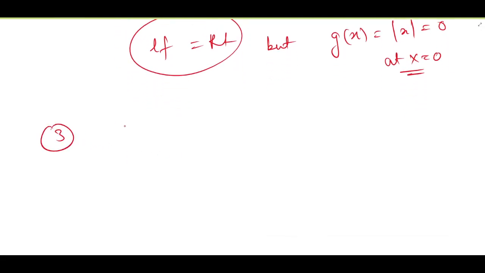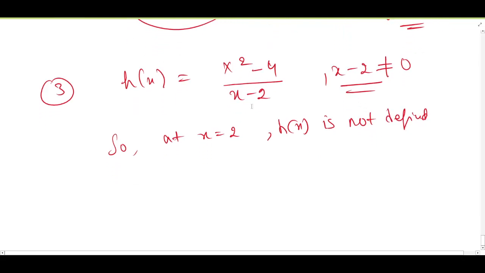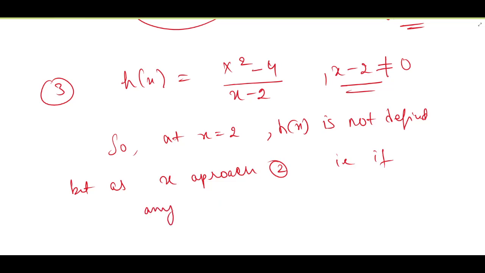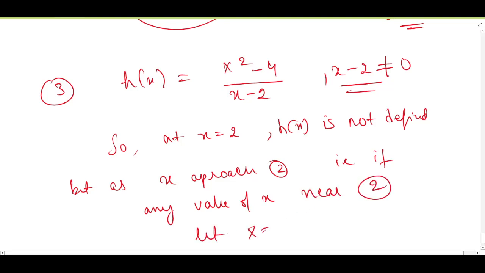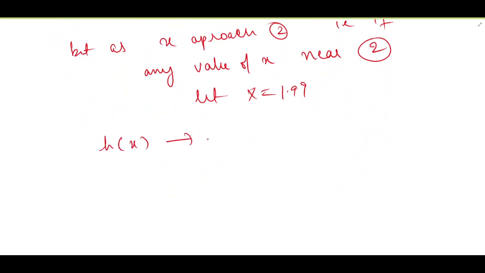So the next example is, let h of x be equal to x square minus 4 divided by x minus 2, where x minus 2 is not equal to 0. From the above equation we can see that at x equal to 2, h of x is not defined. But as x approaches 2, that is, if we take any value of x near 2, suppose let's say x is equal to 1.99, we see that h of x will approach the value of 4. So we say the limit exists near x equal to 2.